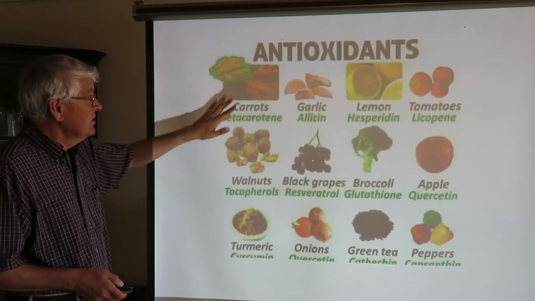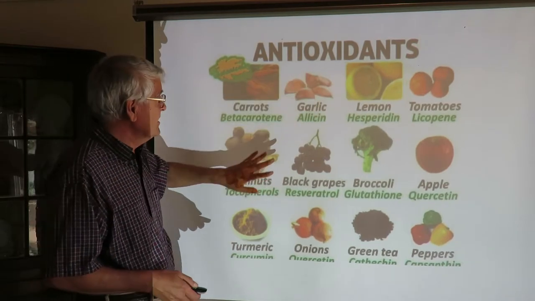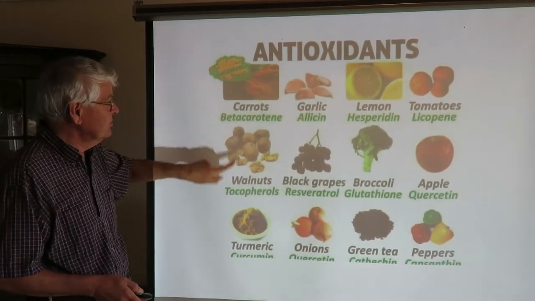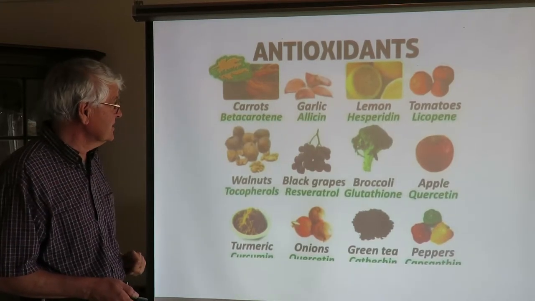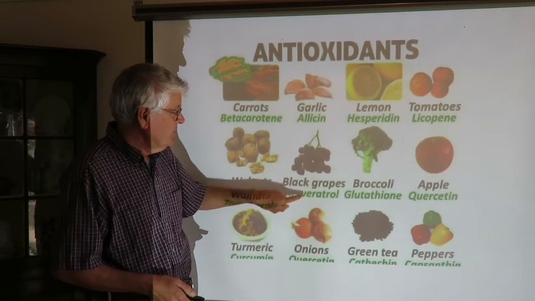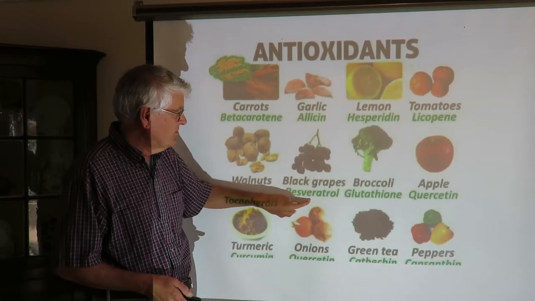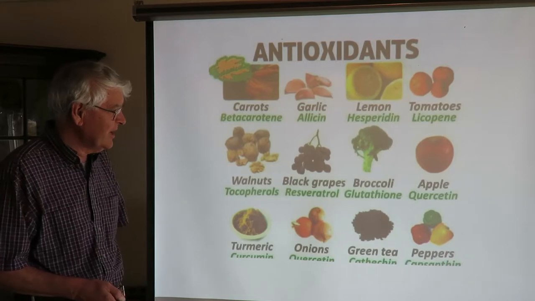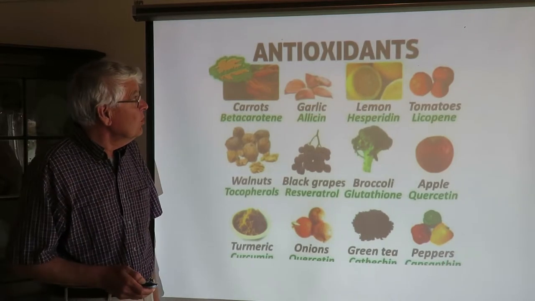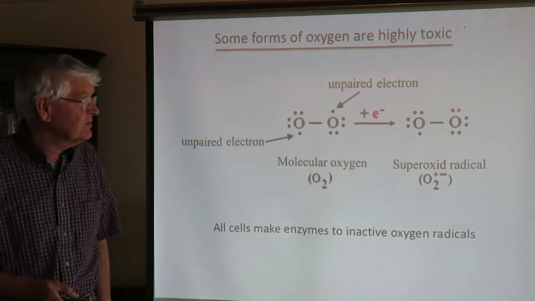Okay, so things like carrots, garlic, lemon, etc., they each have their own particular types of molecules that function as antioxidants. So, for example, you've probably heard about this resveratrol, which is in wine, and it is made in grapes. Okay, so how do these molecules function?